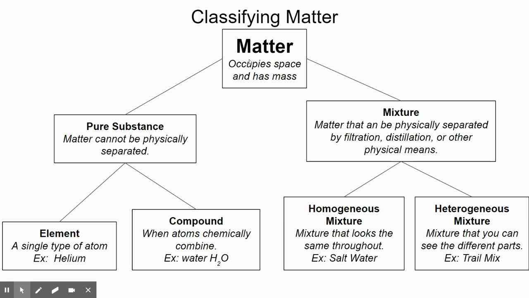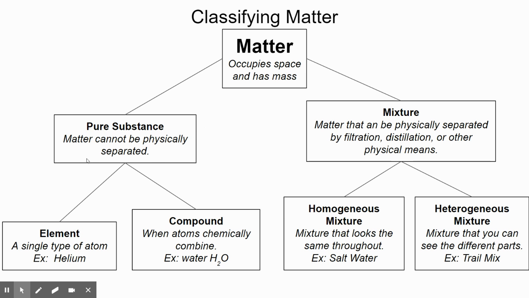So here we have matter, something that occupies space and has mass. Like I said, that is a gray area. Remember we talked about atoms being the smallest parts of matter, but that's what you've been told, and that's not really the case, right? Because protons, neutrons, and electrons have mass and occupy space. But anyway, matter can be organized into two major categories here: pure substance and mixture.